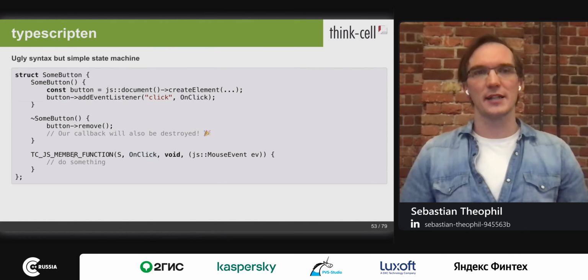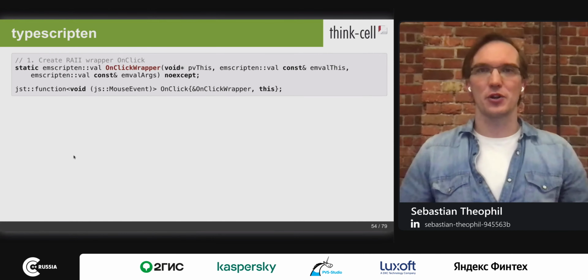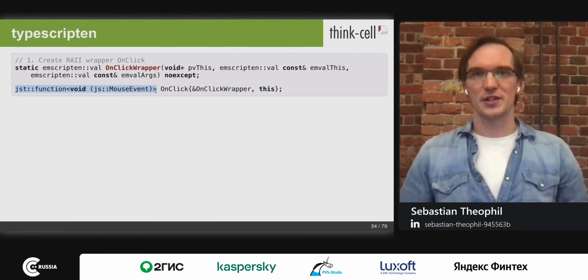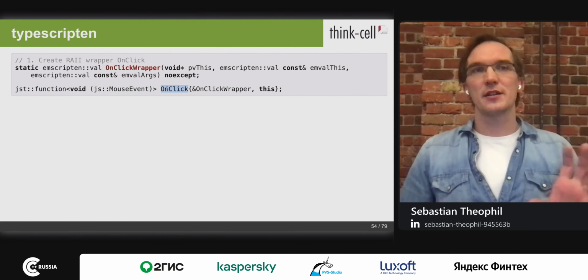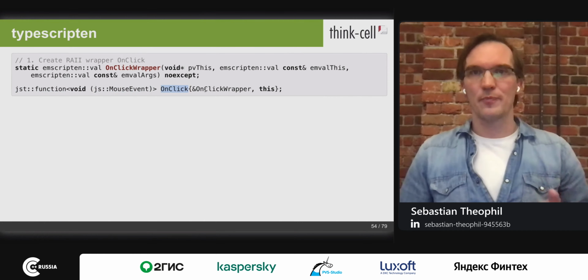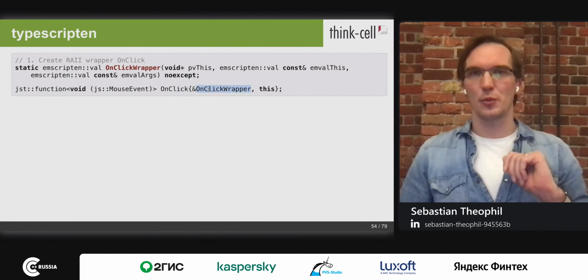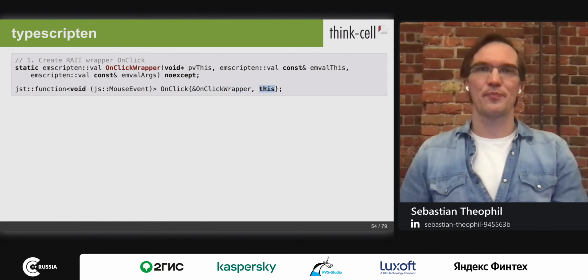So what happens here in that member function macro? So I said we have to create a function object. And that function object is a little helper that we have written, which is a JavaScript function object with this function signature. And it's called onClick because that's what we named it. And this JavaScript function object helper receives two arguments. It receives a pointer to a C++ function that we have also generated, and it receives this pointer.